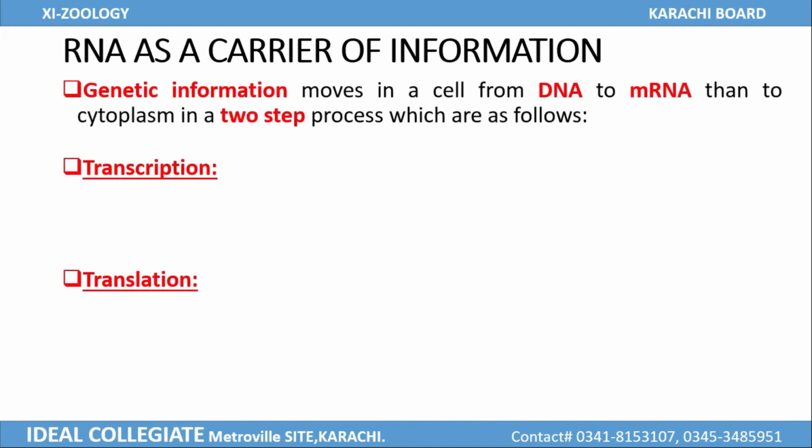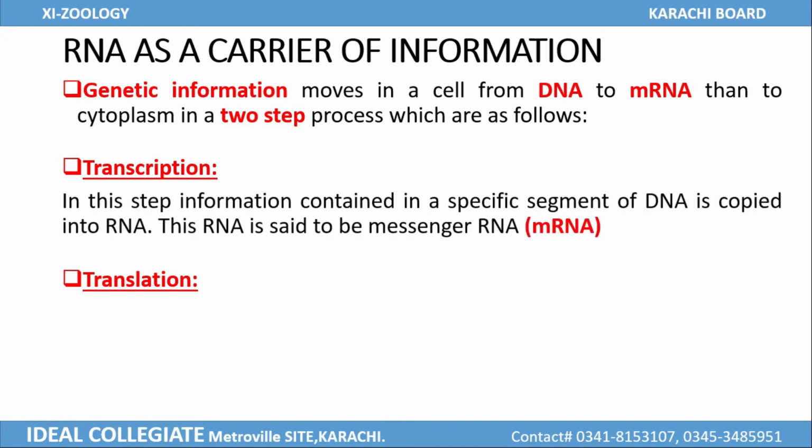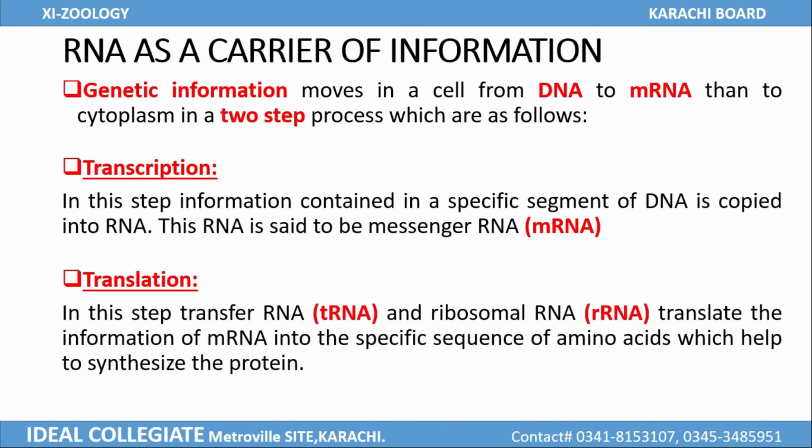Genetic information moves in a cell from DNA to messenger RNA, then to the cytoplasm, in a two-step process. The first step is known as transcription, and the next step is known as translation. In transcription, information contained in a specific segment of DNA is copied into RNA. This RNA is said to be messenger RNA, and this messenger RNA then transfers from the nucleus to the cytoplasm, where transfer RNA and ribosomal RNA translate the information of messenger RNA into a specific sequence of amino acids, which helps to synthesize the protein.